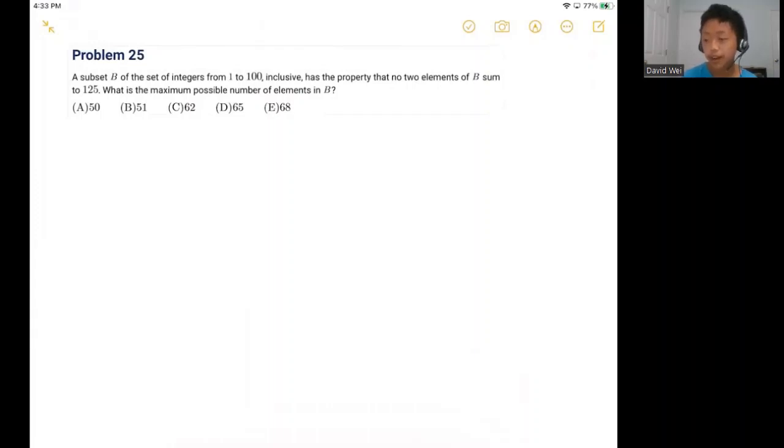So in question 25, you have a subset B of the integers 1 through 100, and it has a property. You want to take a subset of the numbers from 1 through 100 so that no two of the elements have a sum of 125. You want to know what is the maximum possible number of elements in this subset.